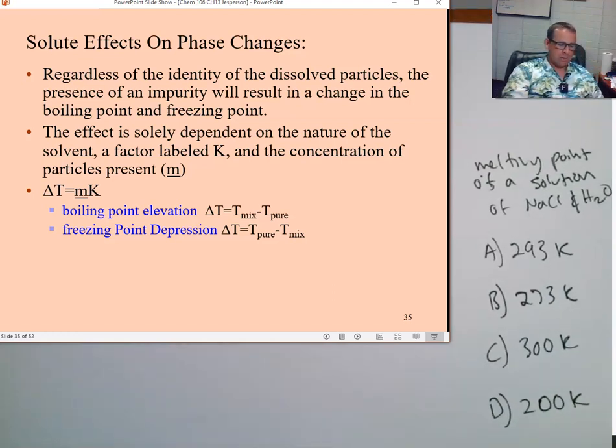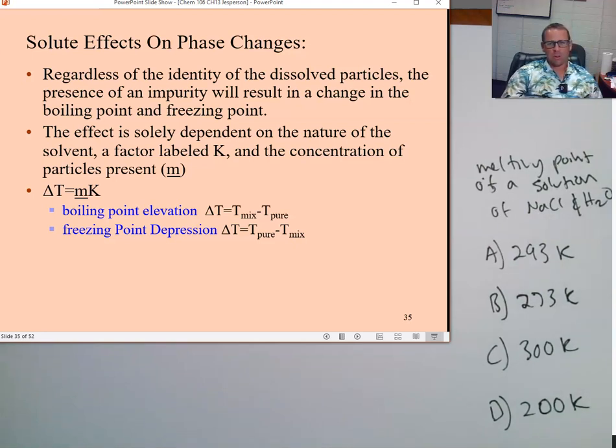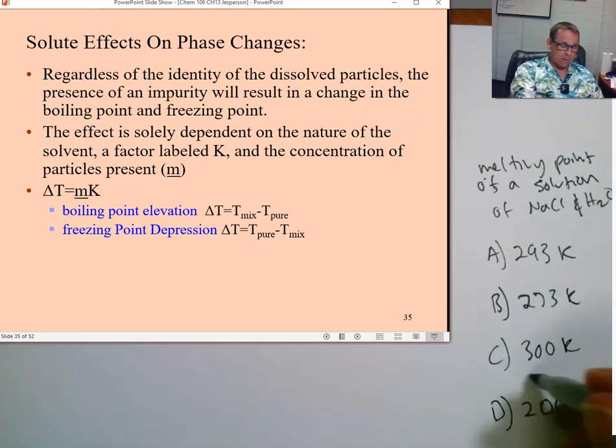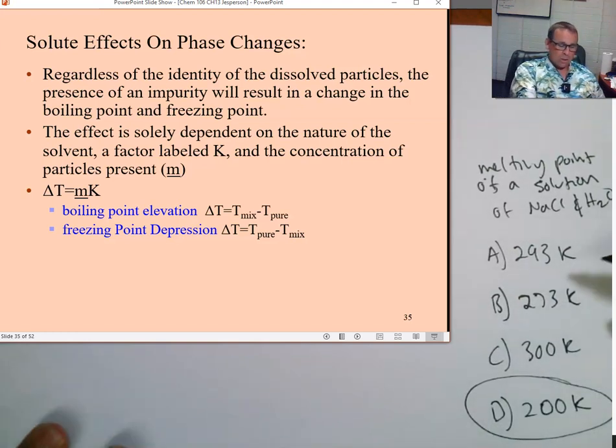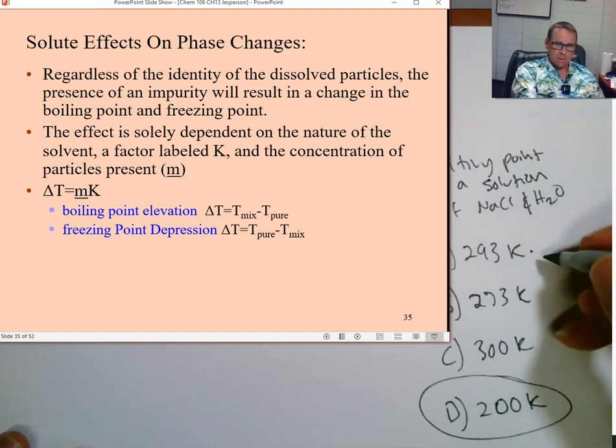So, Sarah, what is the melting point of a solution of sodium chloride and water? Which one of these is a reasonable melting point for a solution of sodium chloride and water? What do you think, Sarah? So, I would think maybe D, because you said adding salt lowers. I'm not sure. That's right. Very good. So 293 Kelvin means we're at approximately what Celsius?